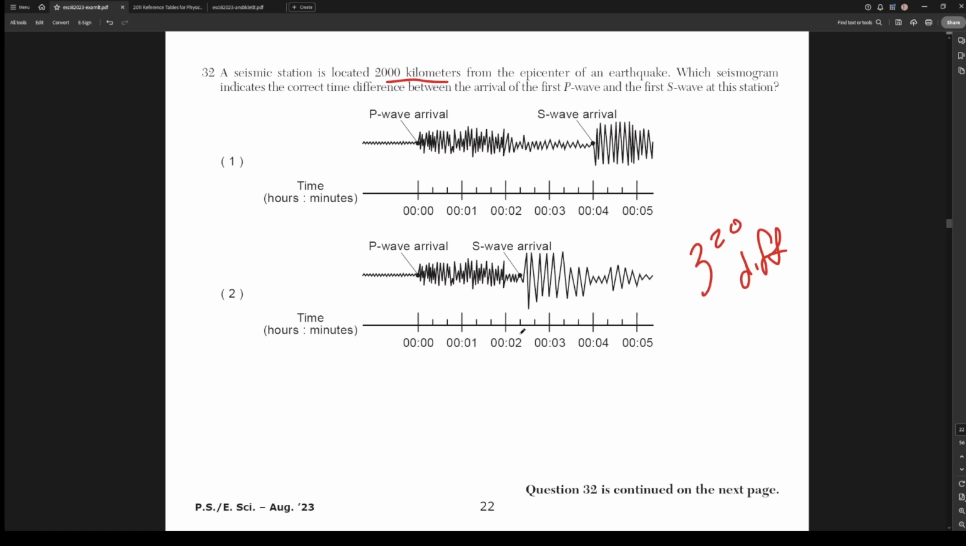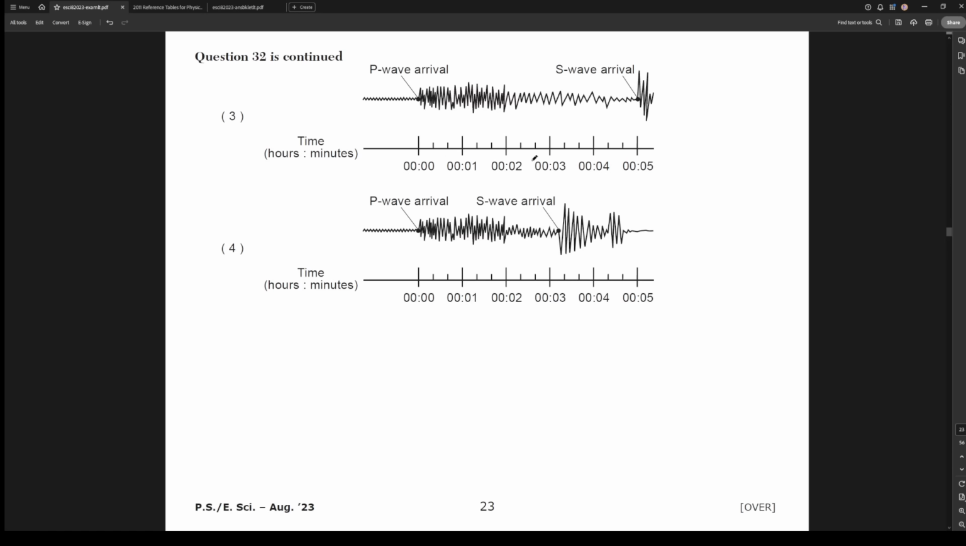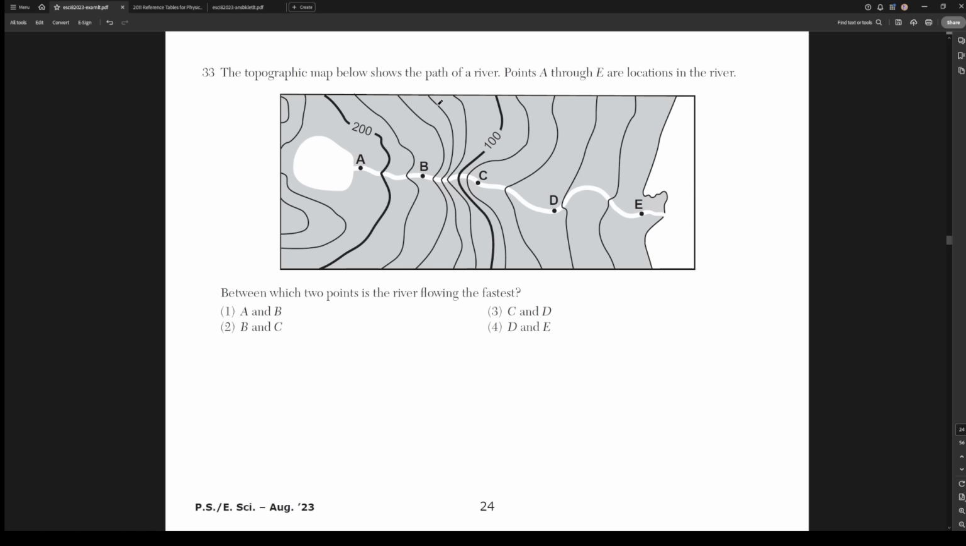So this looks like 20 seconds each. So this is 2 minutes and 20 seconds. This is 4 minutes here. So that's 4 minutes, 2 minutes, 20 seconds. Let's see, is this P wave 0, 5 minutes? Please be 3 minutes and 20 seconds. Yay! That was it. Alright, 33, we got a topographic map.